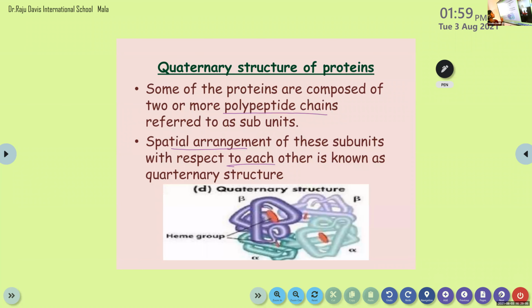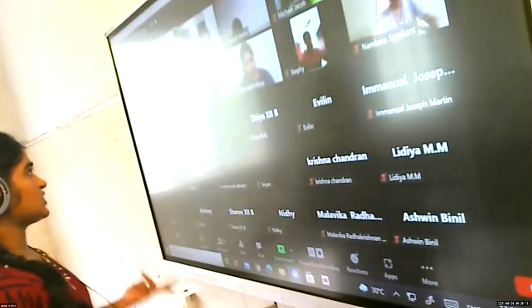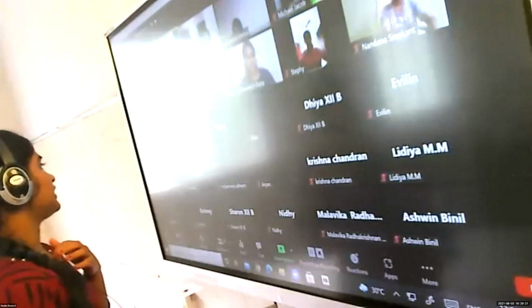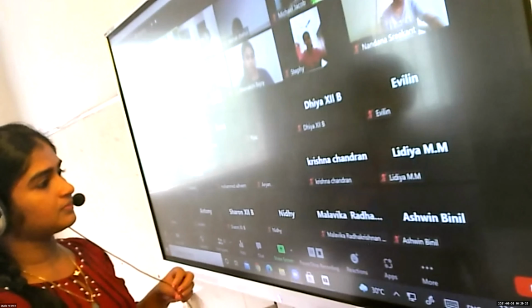Then quaternary structure of proteins. That is a spatial arrangement of these subunits, polypeptide chains. The next class we can discuss alpha helix structure and beta pleated sheet structure along with denaturation of proteins. Okay, this is clear?